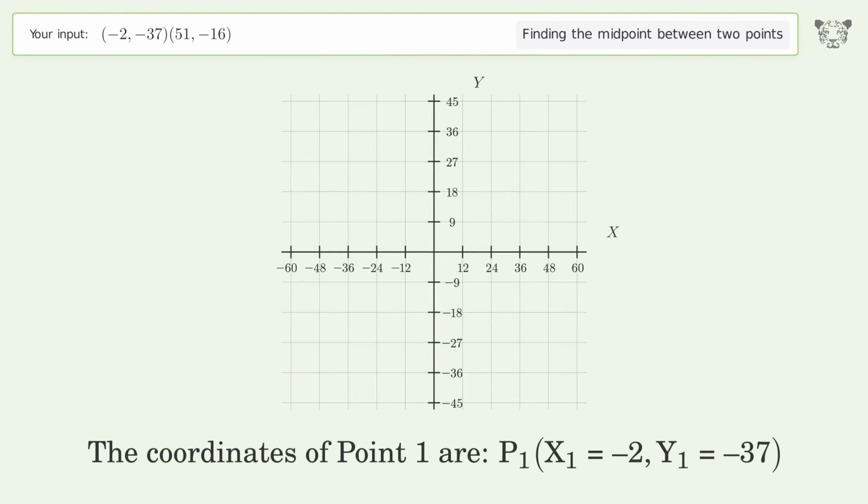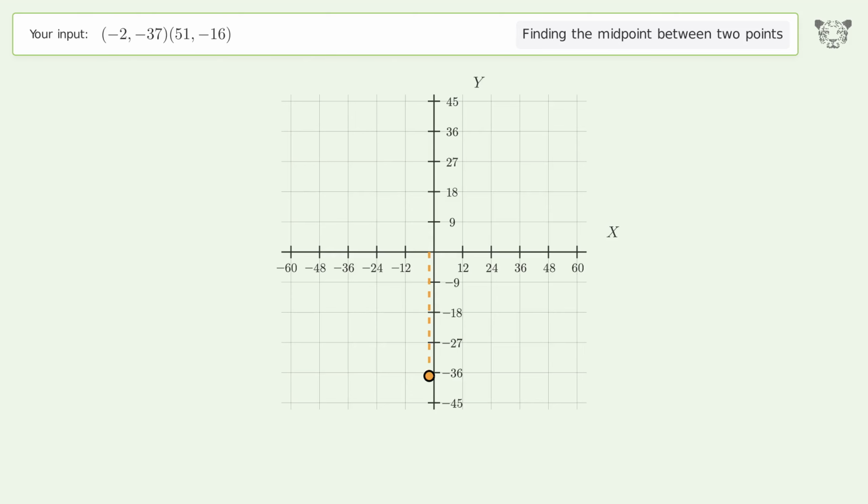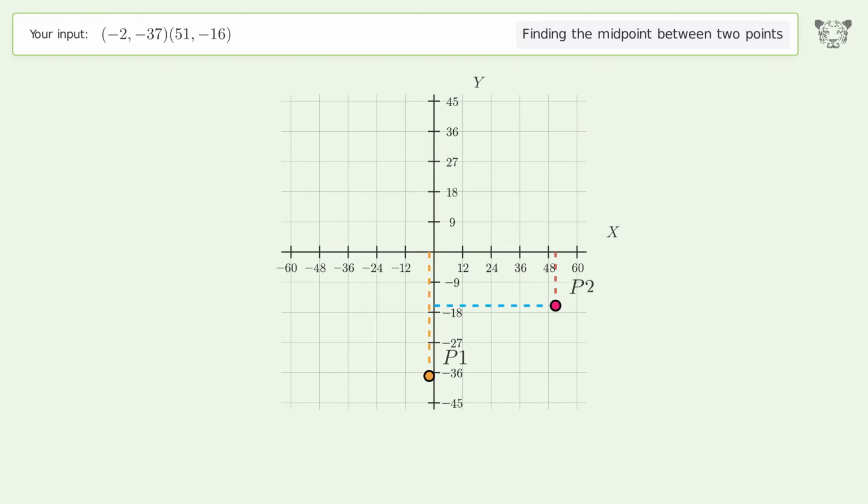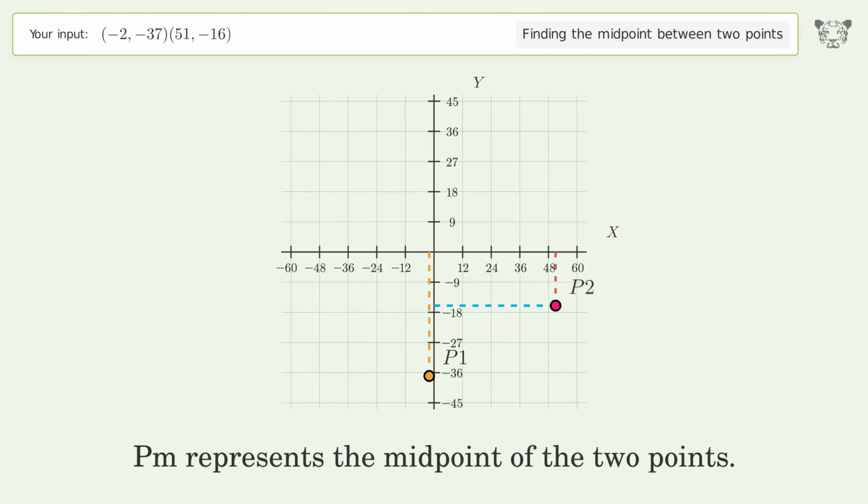The coordinates of point 1 are, x1 equals negative 2, y1 equals negative 37. The coordinates of point 2 are, x2 equals 51, y2 equals negative 16. PM represents the midpoint of the 2 points.